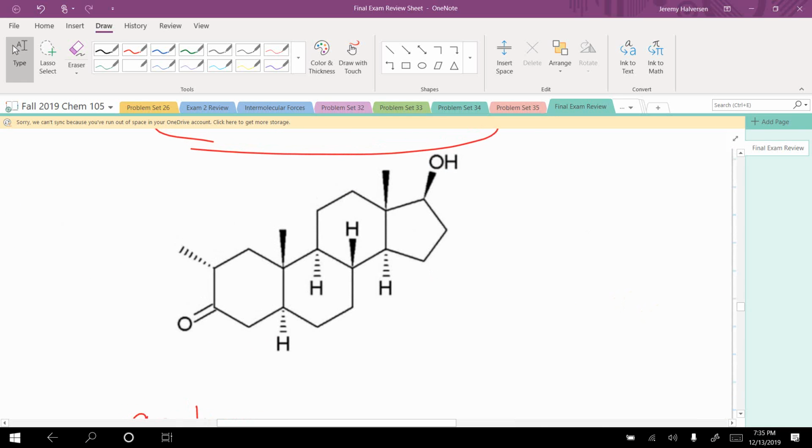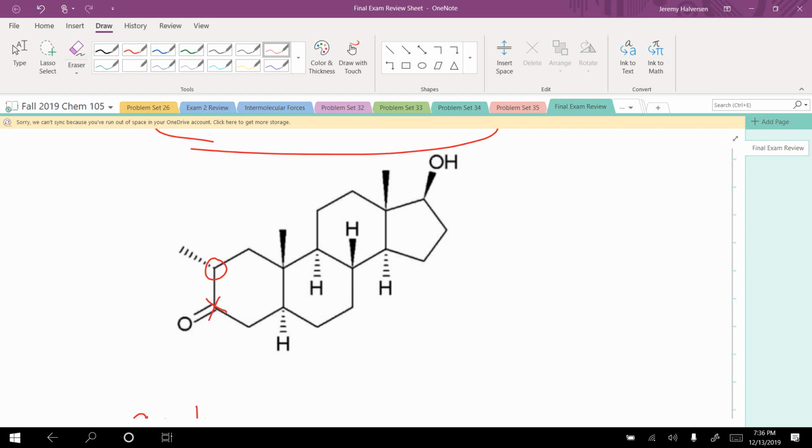So let's find them. What do you need to have a chiral center? 4 different connections. So let's start here. Chiral center? No. There's a double bond, so it can't be connected to 4 things. Does that make sense? Okay, what about this one?